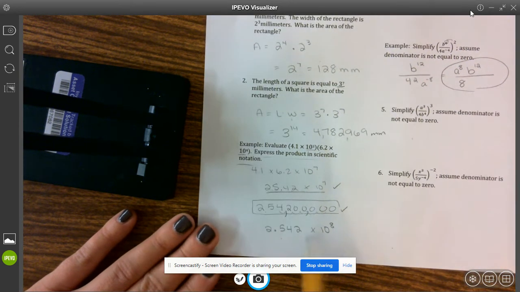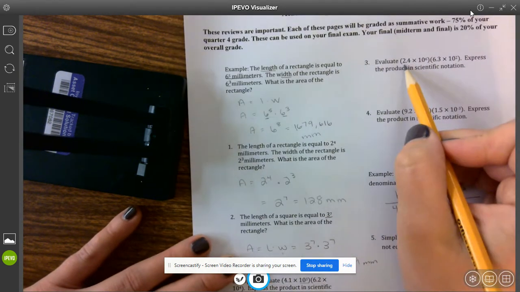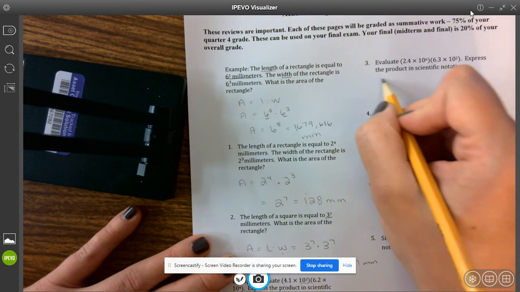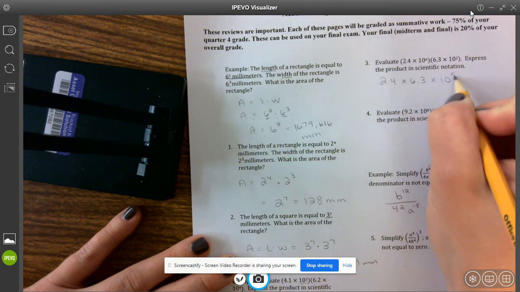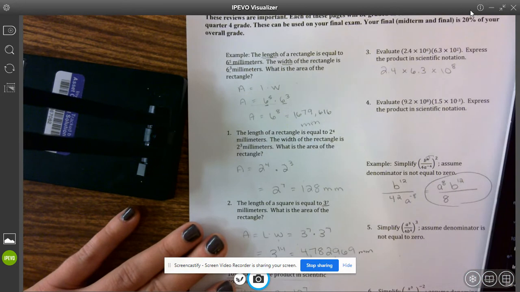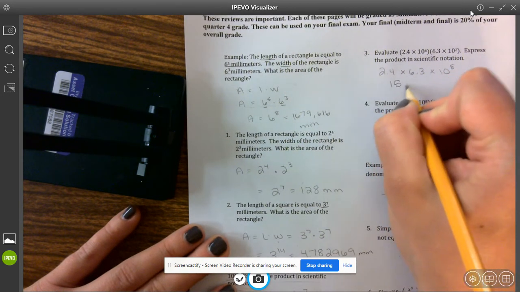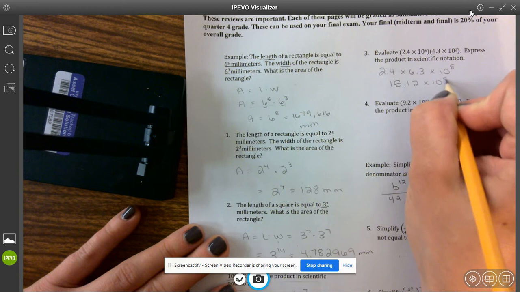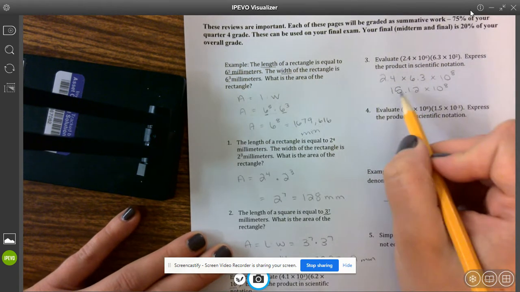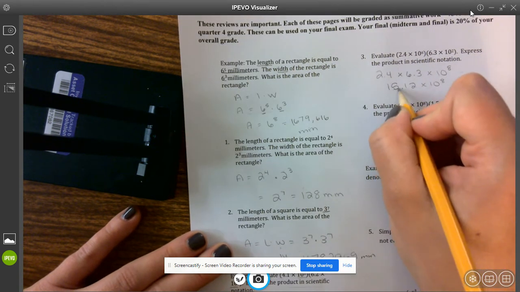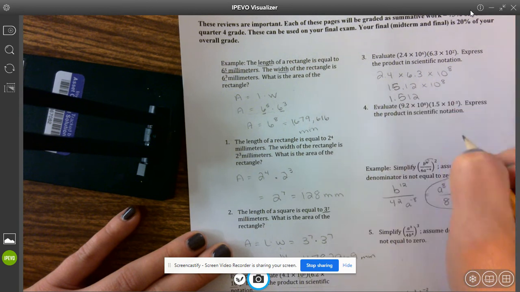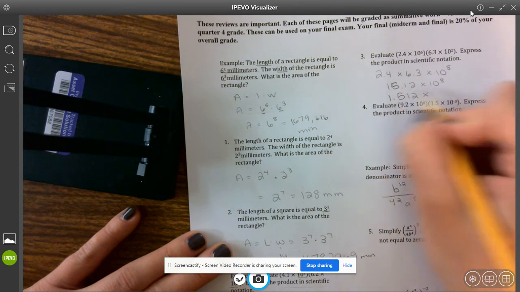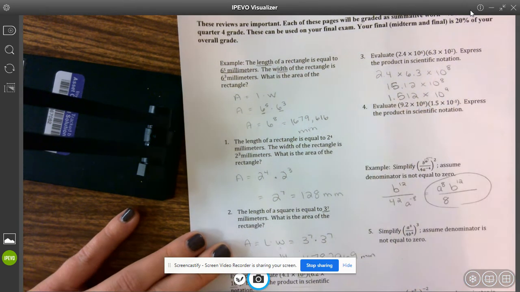We're talking about scientific notation here. Let's go back up to the top. We have 2.4 times 10 to the 8th times 6.3. Well, 2.4 times 6.3 is 15.12 times 10 to the 8th. That would be fine, but we always have to have a number less than 10 here. So 1.512 is what it needs to be. So since we moved it over one, it's 10 to the 9th.